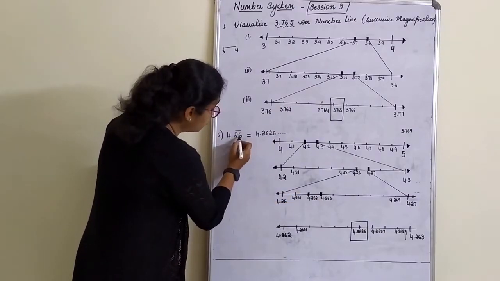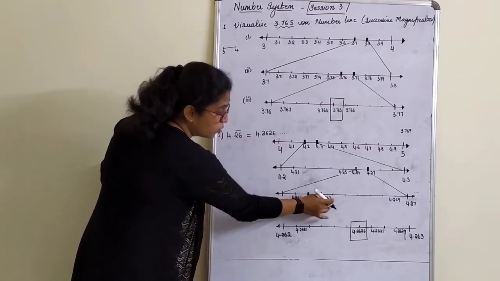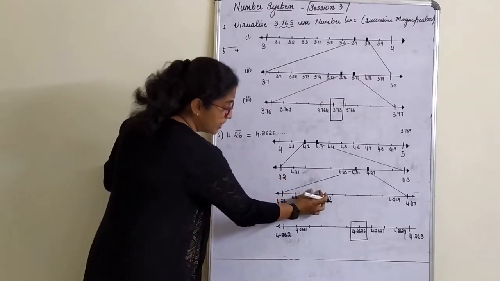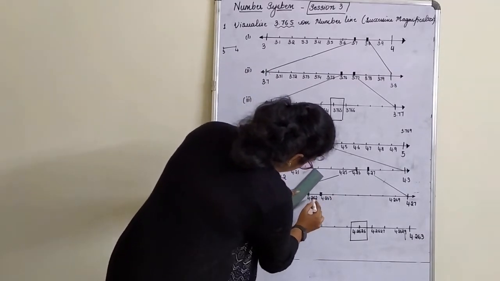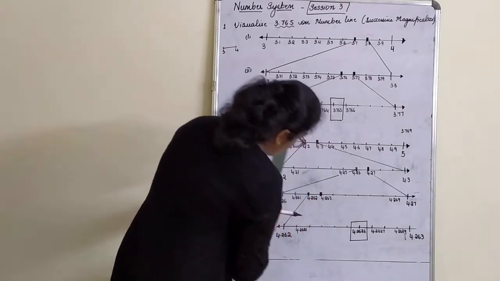Now 4.26 to 4.263, it lies between these 2 points. Oh, I forgot to magnify this. Let me magnify the last part.